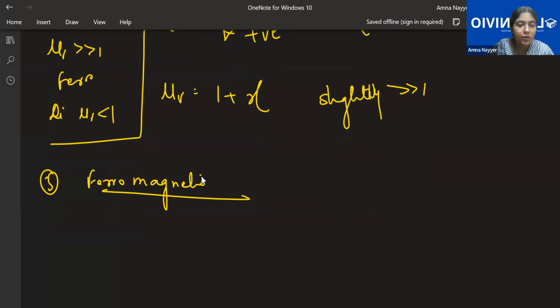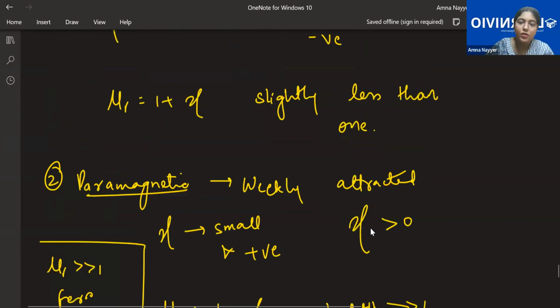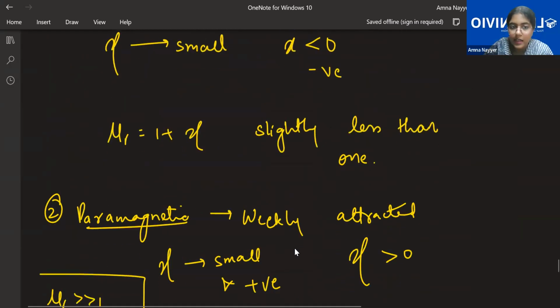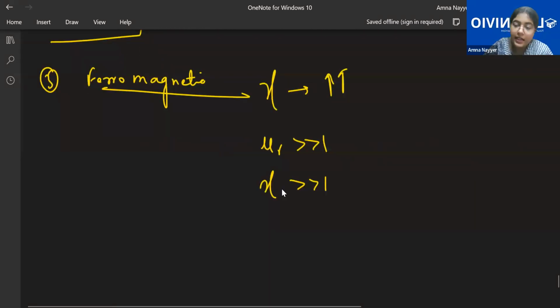So coming again to the ferromagnetic: they have a very large value of chi, very, very much greater. That's why your mu r is also very much greater than 1. So both values are greater than 1. Look, diamagnetic is less than 1 and negative, paramagnetic is small but positive, ferromagnetic is very much greater than 1. This is one major difference between all these three.